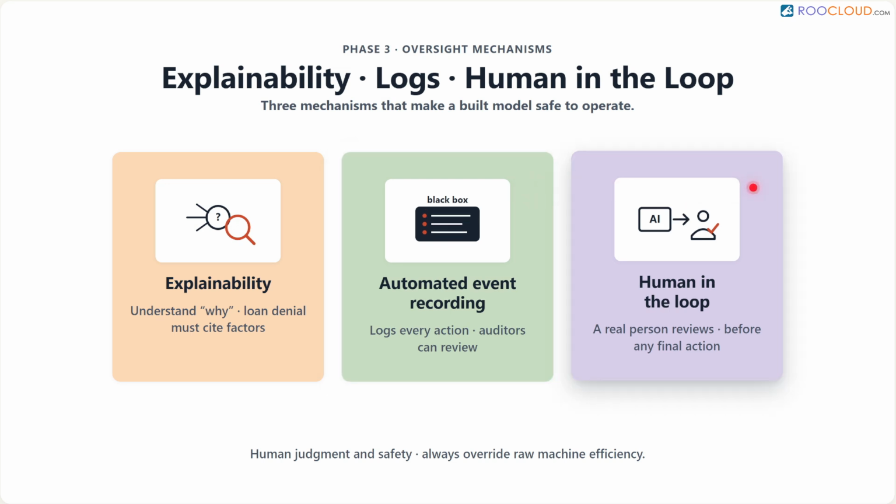Human-in-the-loop simply means the software does not make the final call on its own. A real person reviews the computer's recommendation before any action is taken, ensuring human judgment and safety always override raw machine efficiency.